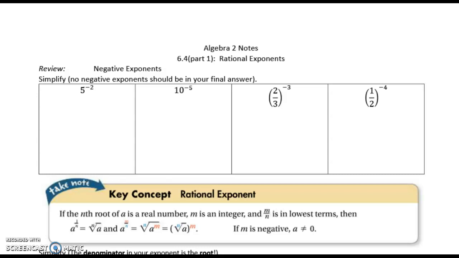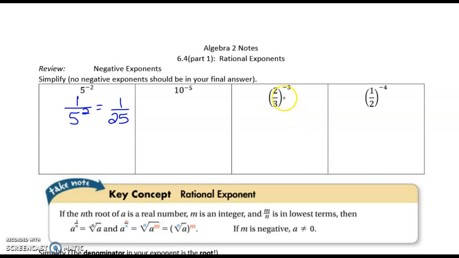Algebra 2 Note 6.4 Part 1 on rational exponents. So let's first review negative exponents. Remember, we do not want to leave a negative exponent in our answer. So instead, we can rewrite it as 1 over 5 to the positive second. If it was in the denominator, we can move it to the numerator. If the negative exponent was in the numerator, we can move it to the denominator and simply get 1/25.